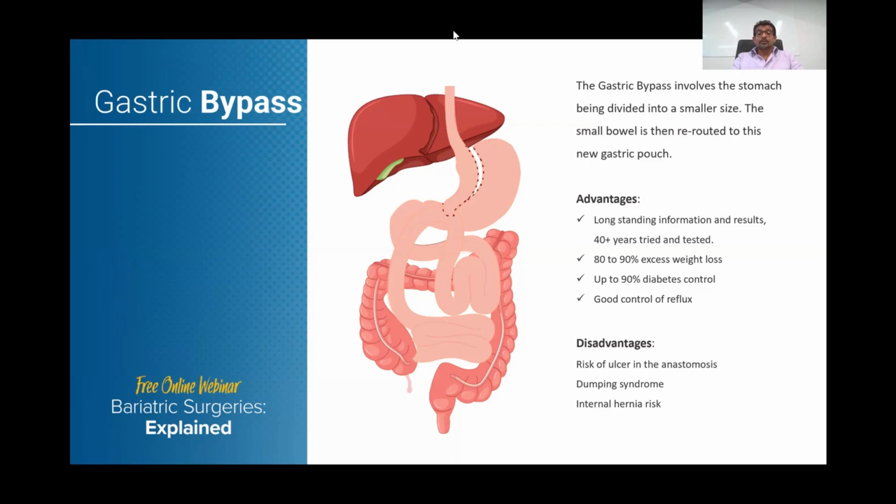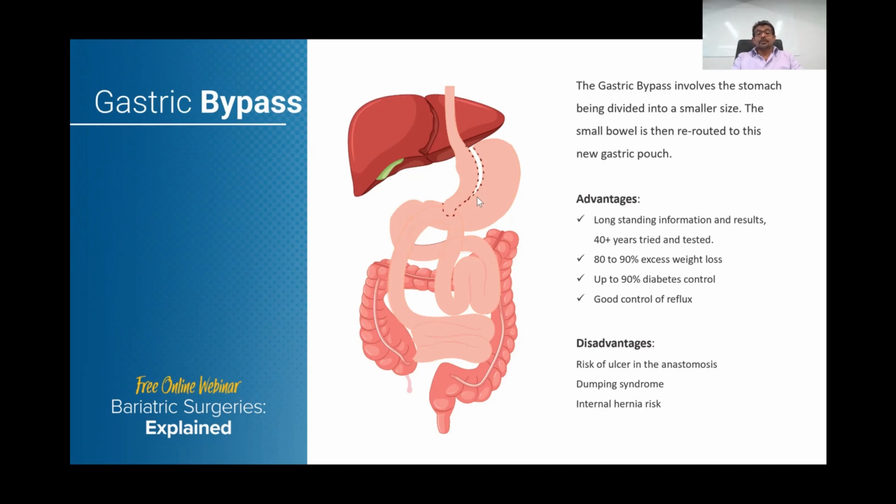Effectively, we staple the stomach and make it into a narrow tube. We're not removing anything. Then we bring a loop of bowel and hook it up to this new tiny stomach. So food now travels down the new small stomach and then goes into the bowel, bypassing the early part of your bowel. This is a well-proven operation with good long-term weight loss.